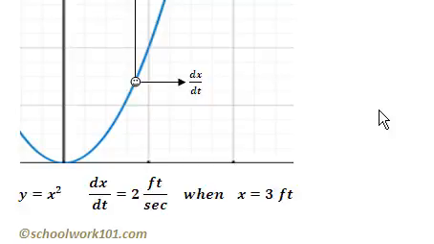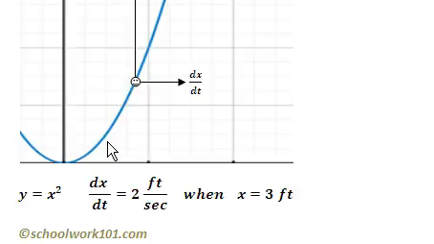Hey, we're working with related rate problems. And in this one here, we've got y is equal to x squared, dx over dt is equal to 2 feet per second, when x is equal to 3 feet, and we're going to be trying to find dy over dt.